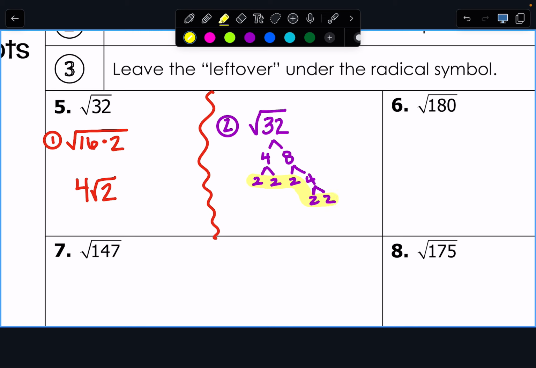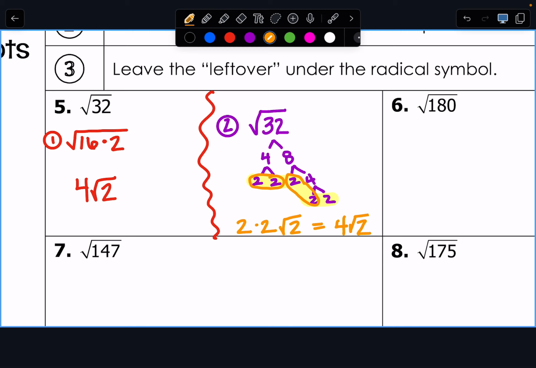Perfect squares can come out of the radical. So here I have 2 times 2. Well, that's 2 squared, so 2 comes out of the radical. Here I have 2 times 2. Well, that's 2 squared, so that comes out of the radical. Does this guy have a friend? No. So he has to stay underneath the radical. Hey, we get to the same answer.